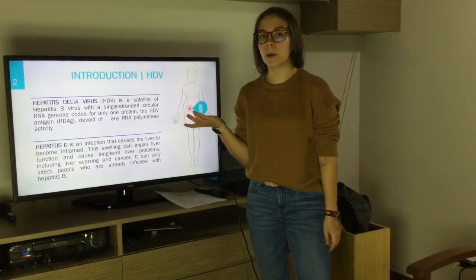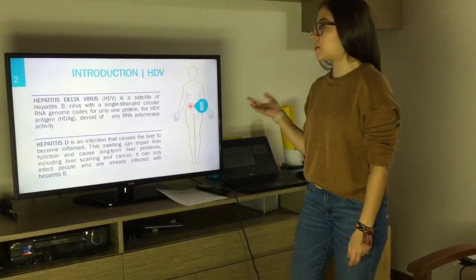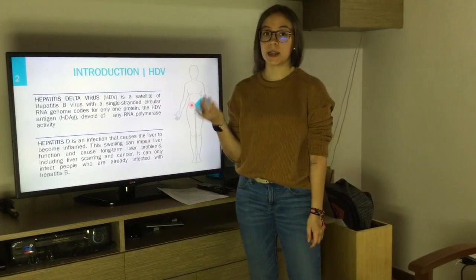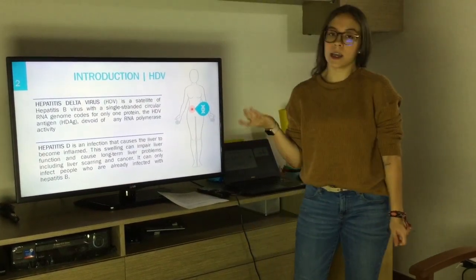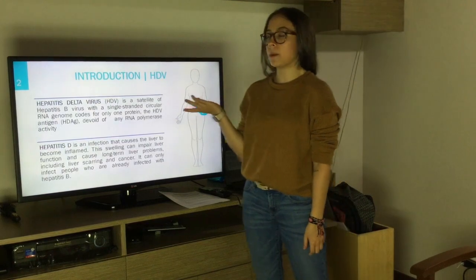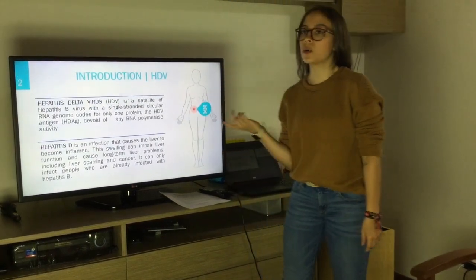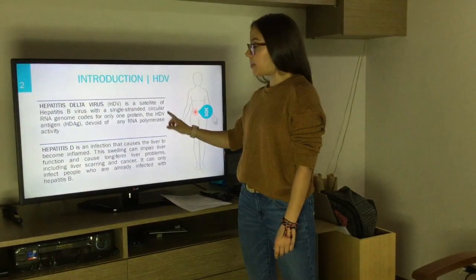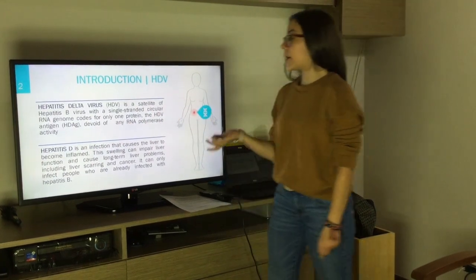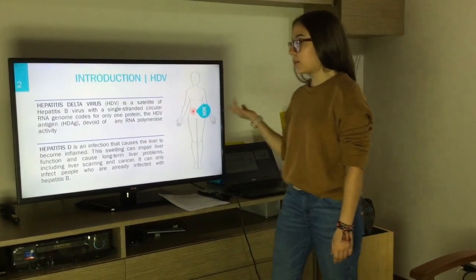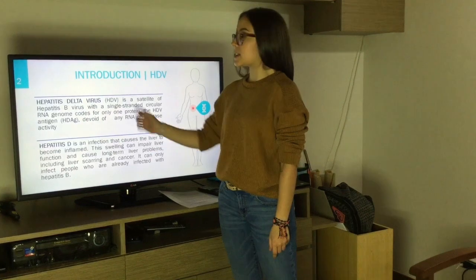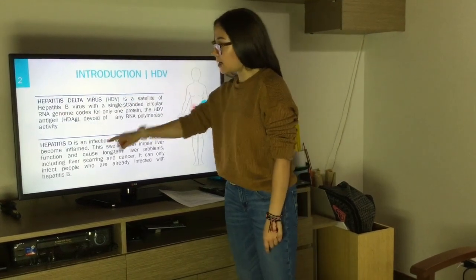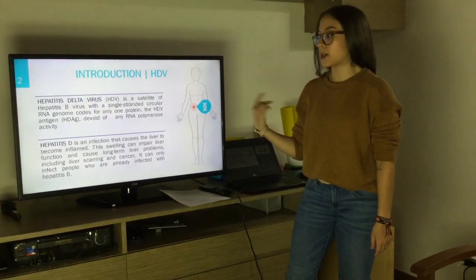Okay, so first of all, I'm going to talk about the hepatitis delta virus, which is a satellite of the hepatitis B virus. It has a single-stranded circular RNA genome which only codes for one protein, the HDV antigen, devoid of any other RNA polymerase activity, and it needs the hepatitis B virus proteins for its own assembly.